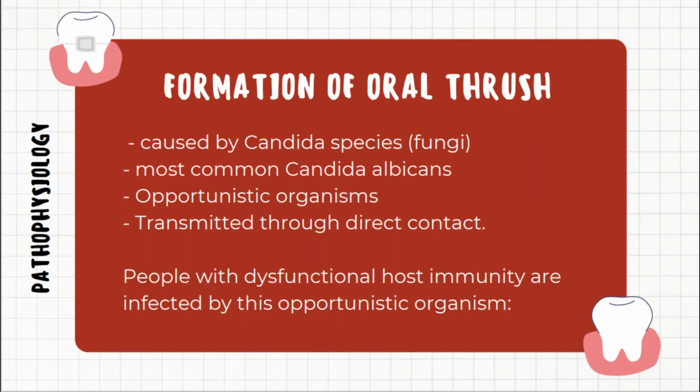Oral thrush formation is caused by a yeast fungus called Candida. The most common species of Candida is Candida albicans. It is an opportunistic pathogen for some immunologically weak and immunocompromised people. Candida albicans is transmitted by direct contact with contaminated people or objects. Candida becomes a pathogen if a patient's immune system is compromised following surgery or chemotherapy, for example, as a result of disease. People with dysfunctional host immunity are infected by this opportunistic organism.